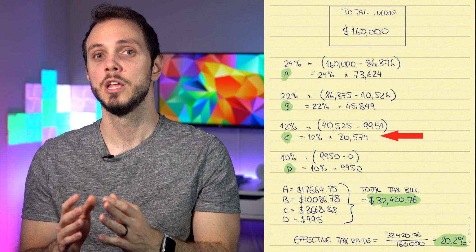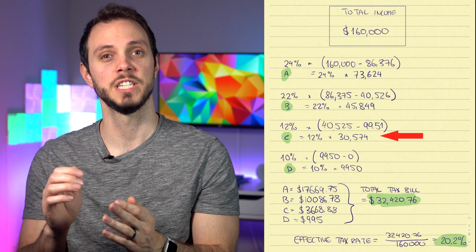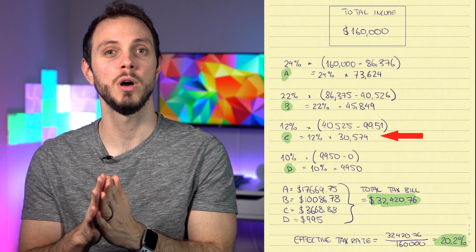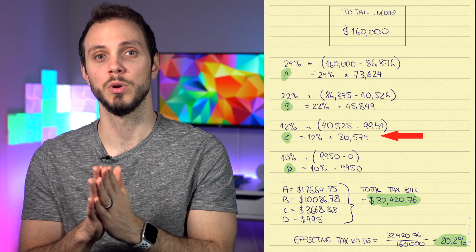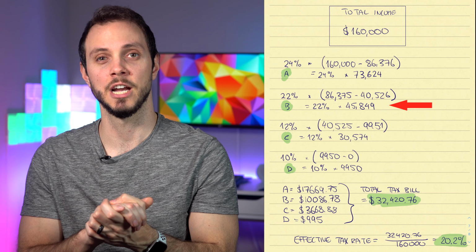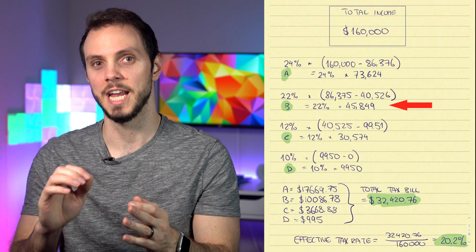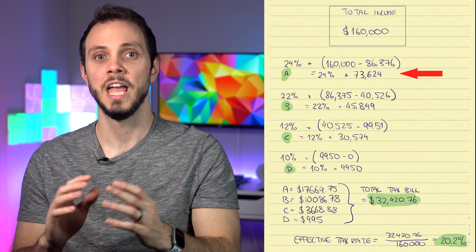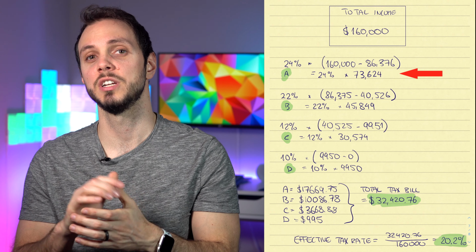In the second glass, you've poured $30,574 of water. We got to this number by subtracting $9,951 from $40,525. In the third glass, we fill it with $45,849. Again, this is 86,375 minus $40,526.